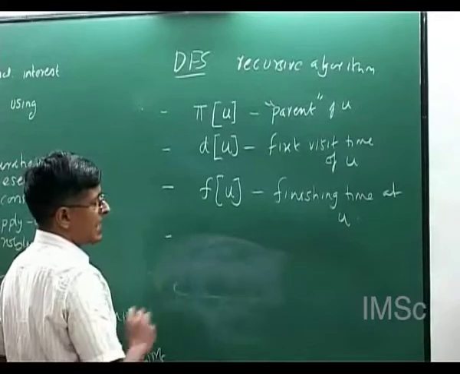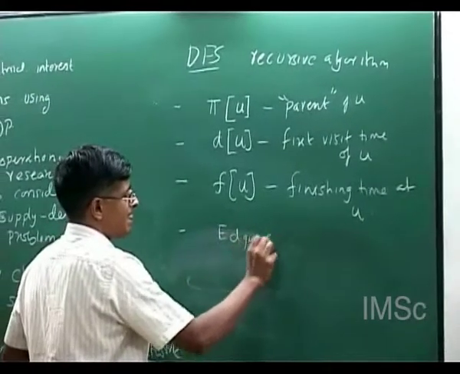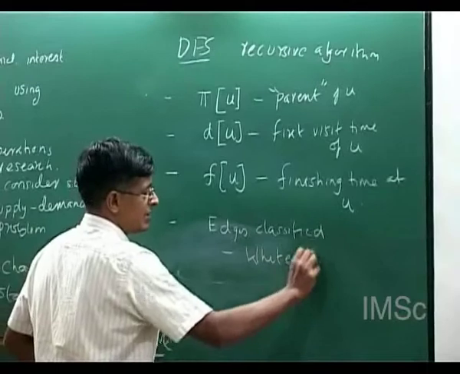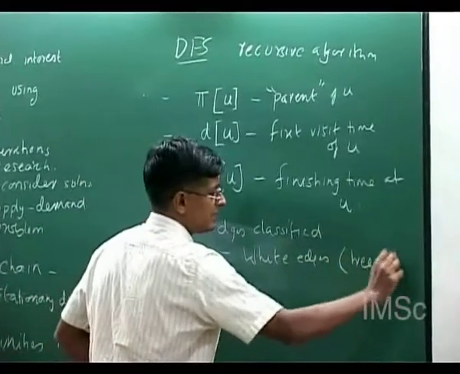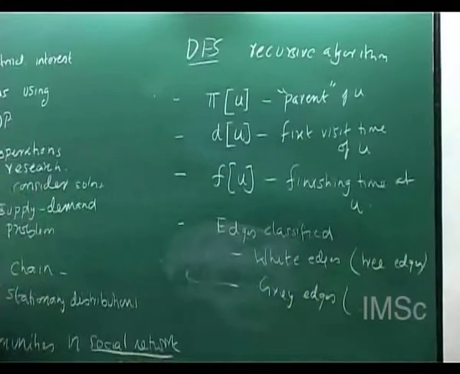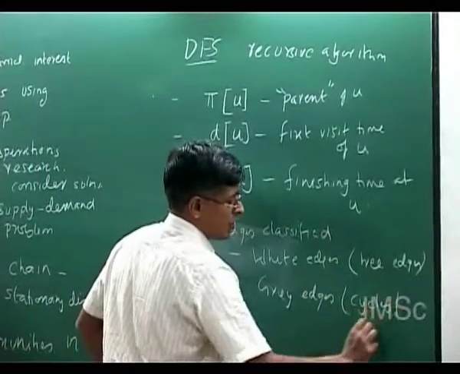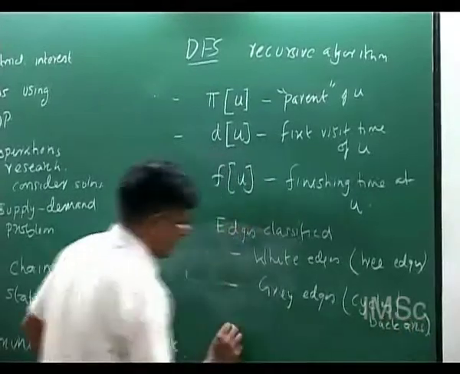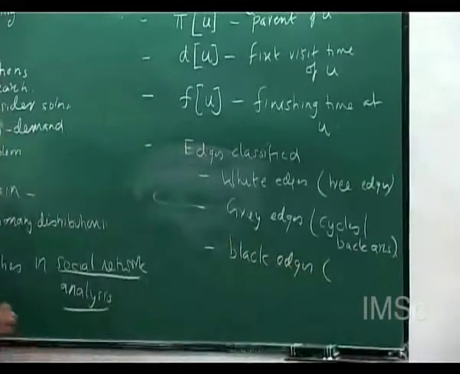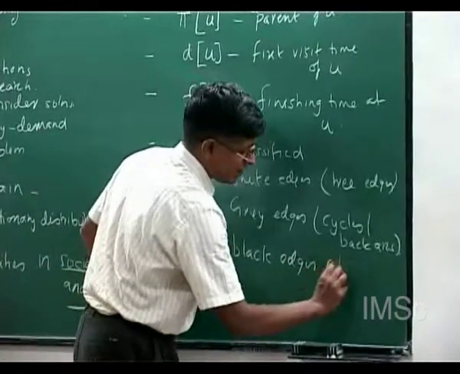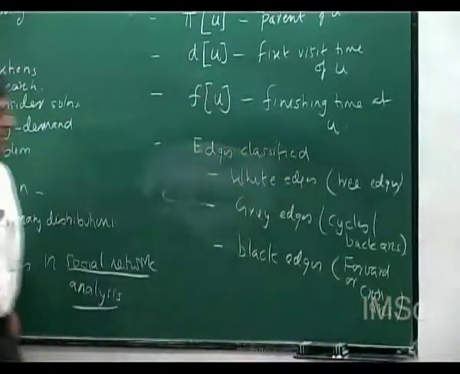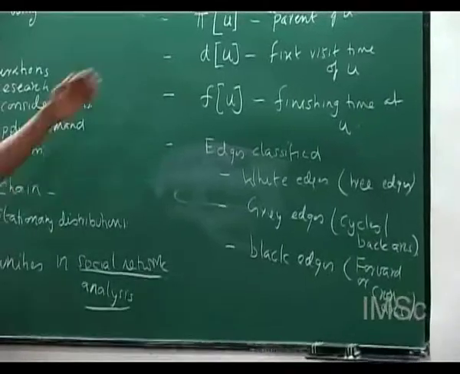Then the edges are classified, and let me call these white edges. In other words, these are tree edges. Then you have what I will call gray edges, which indicate cycles or back arcs, and black edges which indicate either forward or cross arcs. Right. So the edges are classified by depth first search.